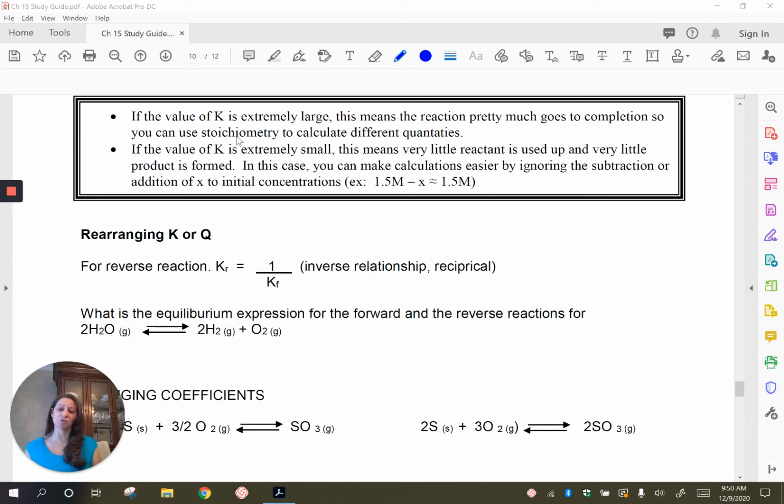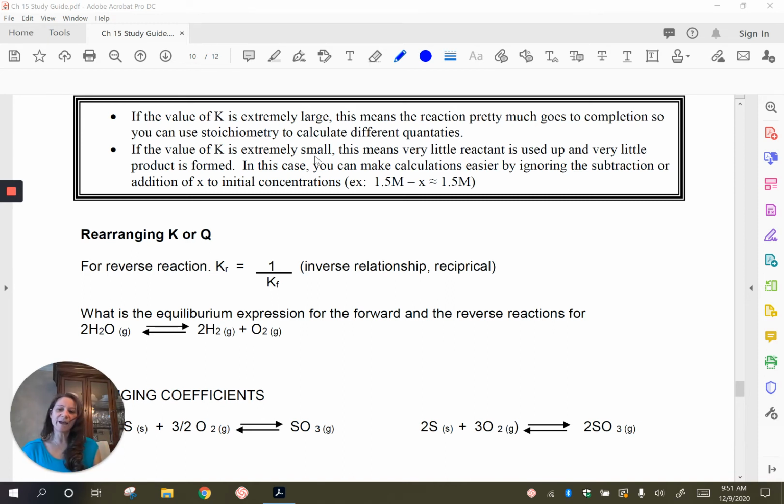Now, what if it's the other extreme? What if K is extremely small? Very, very small. And when we say very small, we're talking about in relation to the initial reactant concentration. So if your initial reactant concentration is 1 molar and your K is something times 10 to the negative eighth, for example, it's negligible, right? What that means is that pretty much most of it remains as a reactant. Very, very little product has formed.